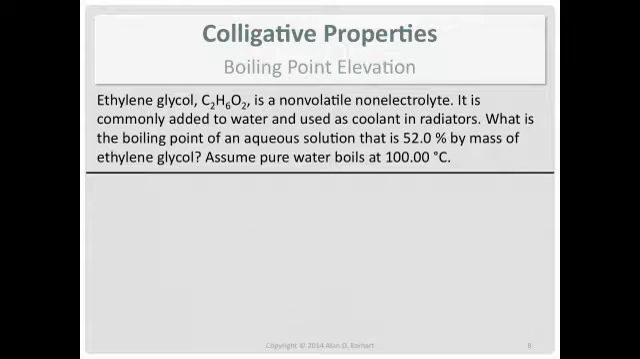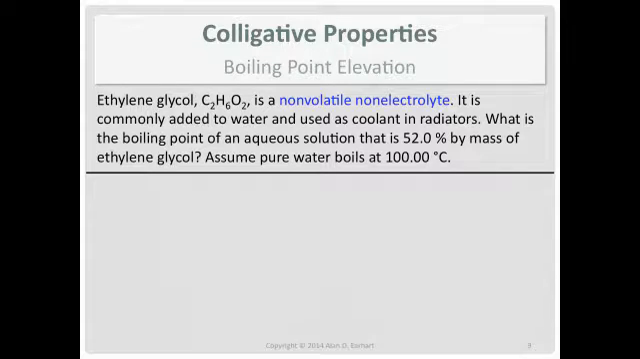And we're making a solution, an aqueous solution of ethylene glycol. It's commonly put into automobile radiators, and we'll talk about it as a coolant. And we're making a certain concentration, and you're told what the boiling point of pure water is.